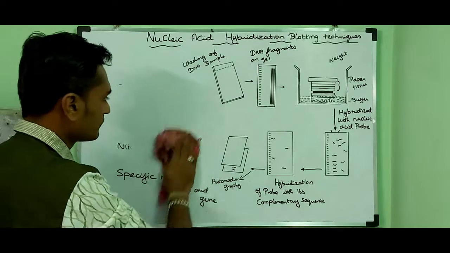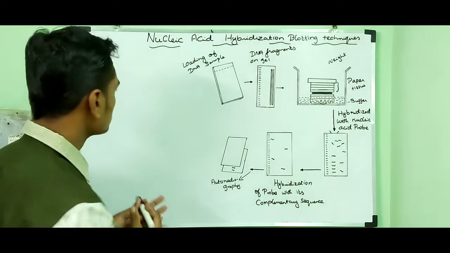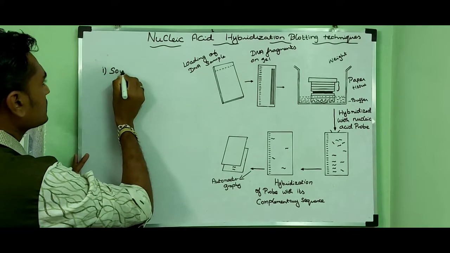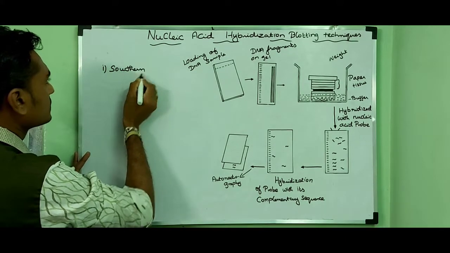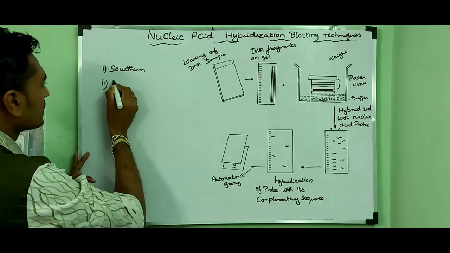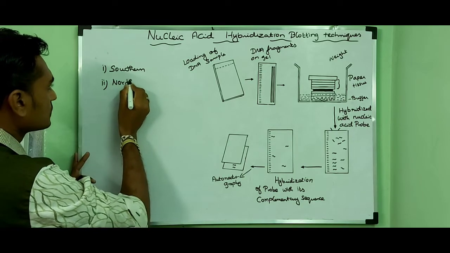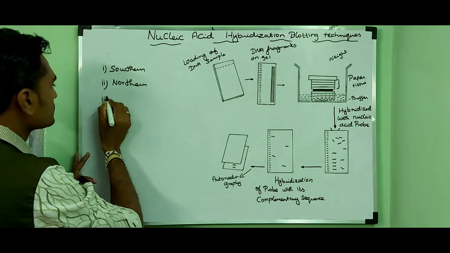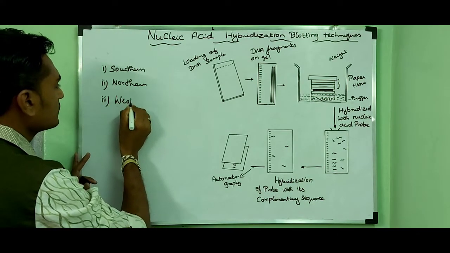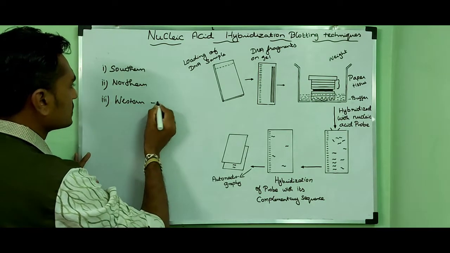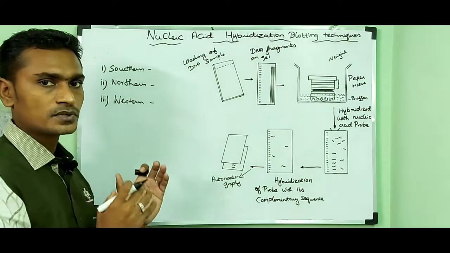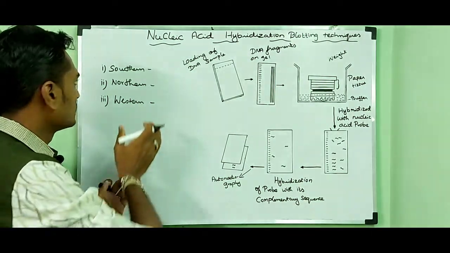They are: the first type is southern blotting technique. The second type is northern blotting technique. The third type is western blotting technique. Let me tell you the three types of blotting technique one by one.